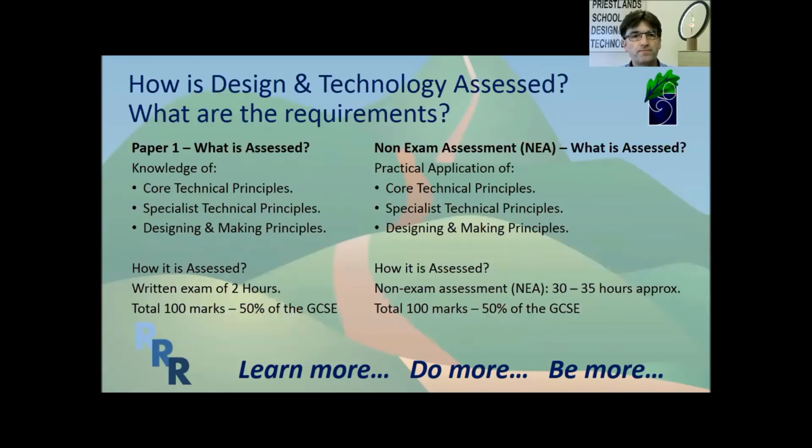The exam itself is worth 50% of the GCSE course. It's a single exam paper, 2 hours long, at the end of Year 11. The other 50% of the course is made up by the NEA, which is the coursework element, and that we have a lot more control of, obviously, in school. So if students can actually get their NEA successfully completed with everything in place, they can actually go into the exam hall having banked quite a lot of marks.